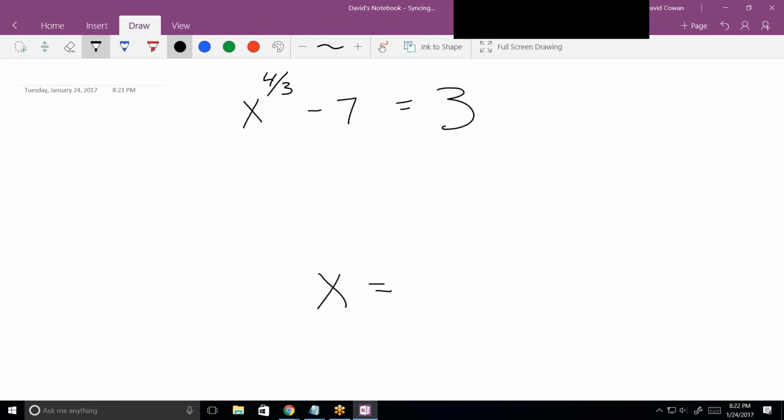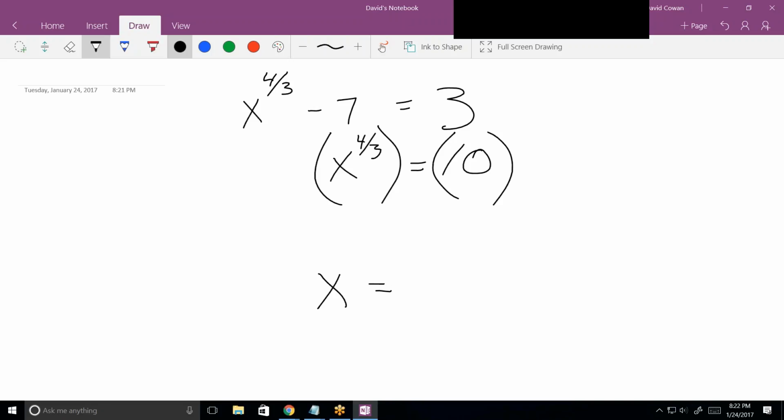Yeah, usually you want to get rid of these stragglers, whenever you have numbers being added or subtracted to an expression, well, you're trying to isolate the x, so let's get rid of everything else. So I'm going to add 7 to both sides, which gives me this. Now how do I get rid of the 4/3? What can I exponentiate both sides to so that I'll end up with x only? Can't you take the cube root of both? Well, how about if I take the 3/4 of both?